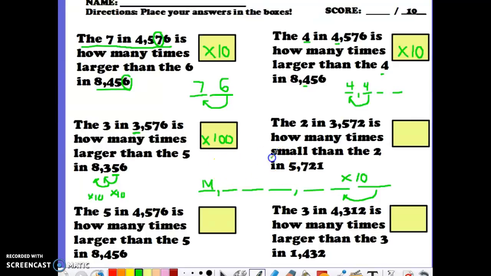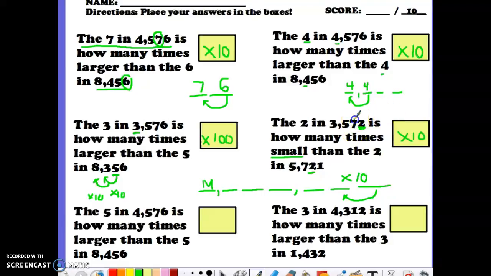We may be asked if it is smaller. Like in this example, the 2 in 3,572 is how many times smaller than the 2 in 5,721? It's still 10 times. Here's why. If I'm looking at the 2 in the ones place value and I'm comparing it to the 2 in the tens place value, and they want to know how much smaller this one is, it's basically a fraction.